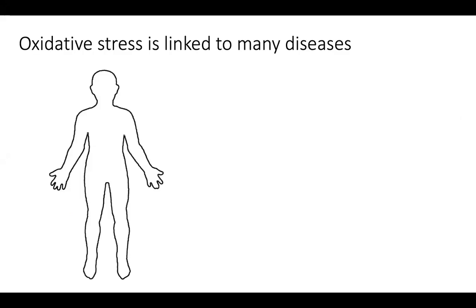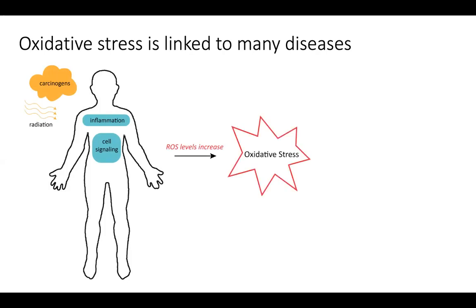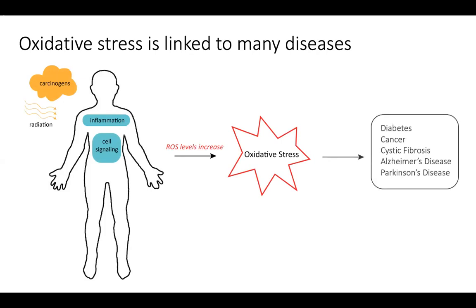So first, as some background, oxidative stress is characterized by high levels of reactive oxygen species, or ROS, which include things such as hydrogen peroxide, superoxide, and hydroxyl radical. Sources of ROS can either be external, from things such as carcinogens and radiation, or internal, from processes like inflammation and cell signaling. These all cause ROS levels in the body to increase, thus triggering oxidative stress. Since these reactive oxygen species can be damaging to proteins, lipids, and DNA, oxidative stress is associated with many diseases, such as diabetes, cancer, and neurodegenerative diseases like Alzheimer's and Parkinson's disease.